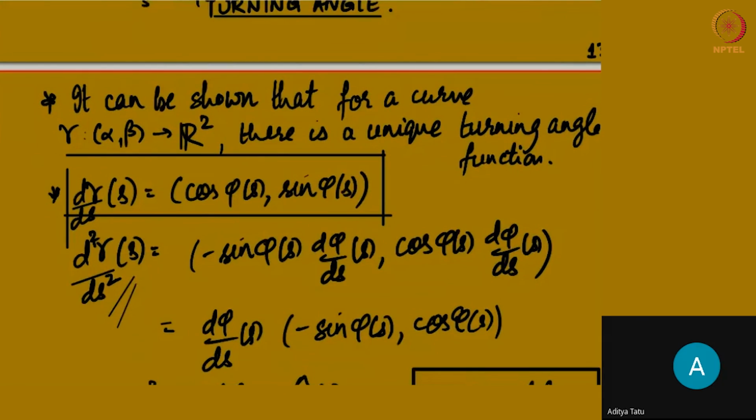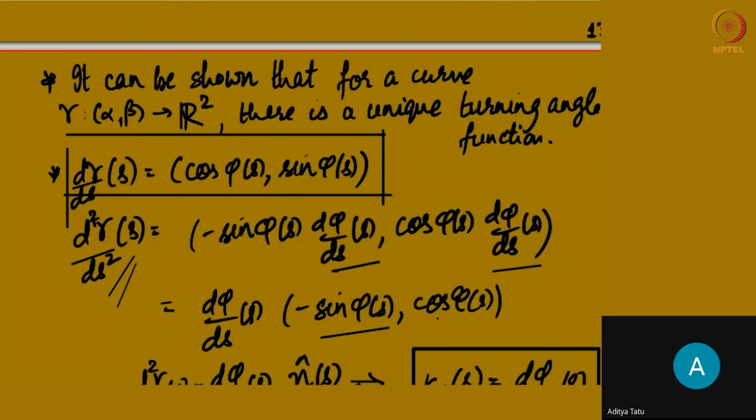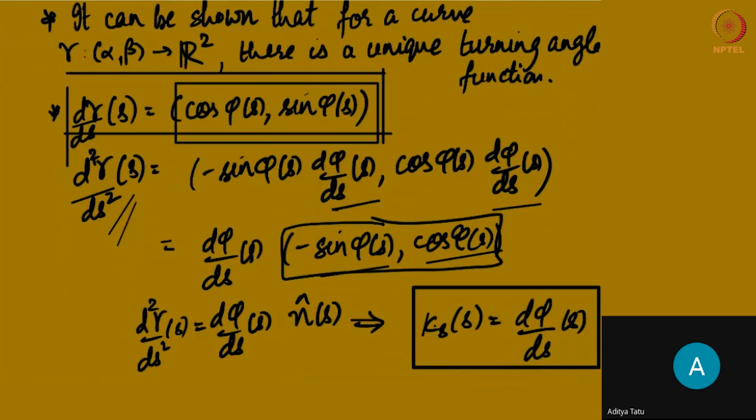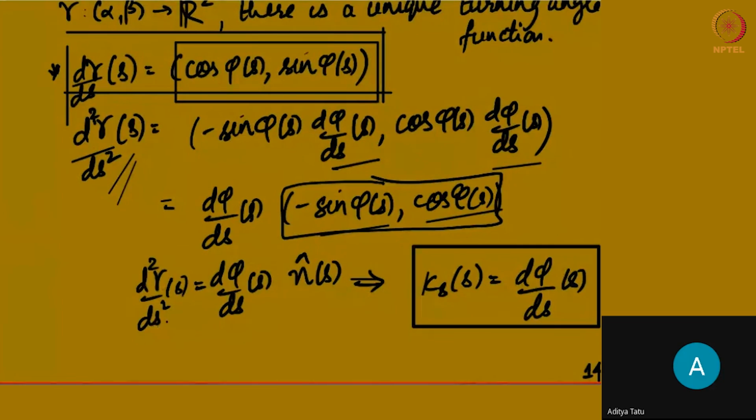The d square gamma by ds square is minus sine phi s d phi by ds and cos phi s d phi by ds. d phi by ds is a common scalar. You can bring that out, times the vector minus sine phi s, cos phi s. You can see that the length of this vector is 1, and if I take the dot product of this vector with this vector, you see that it's 0. So this is nothing but your unit normal. Okay, so your acceleration vector is d phi by ds times n cap. And so the rate of change of your turning angle is nothing but your signed curvature.